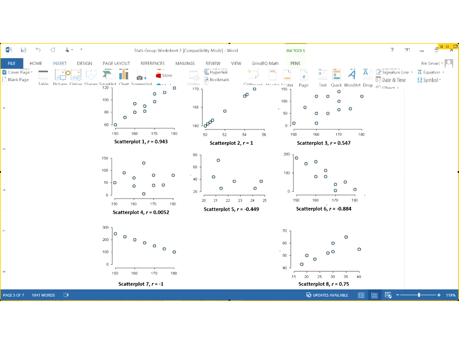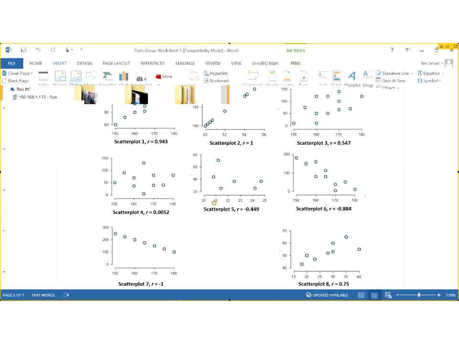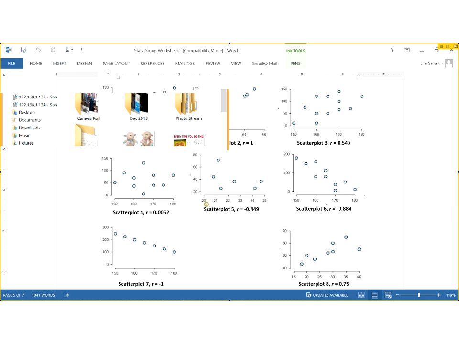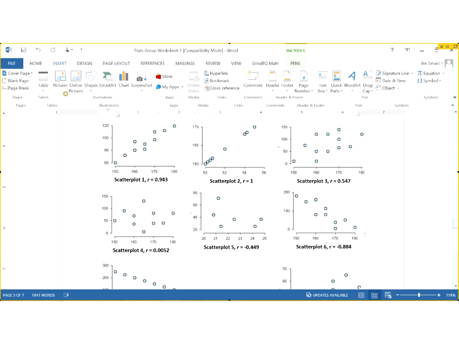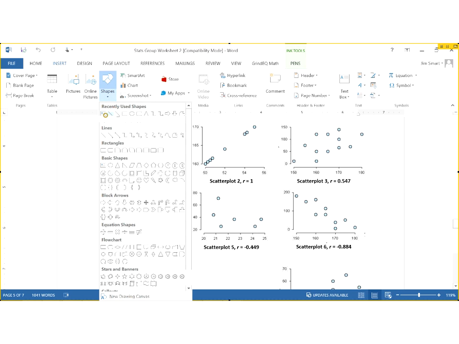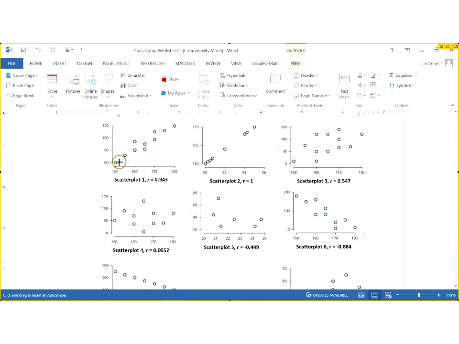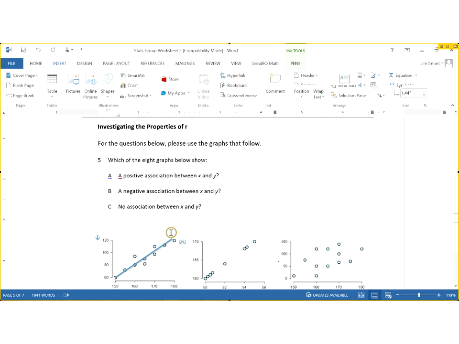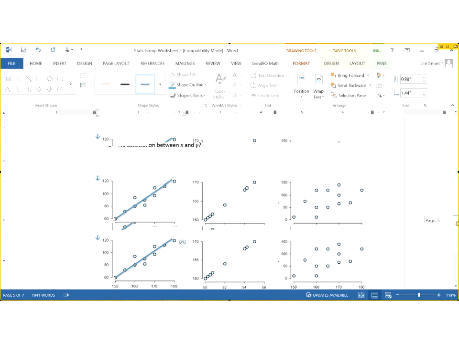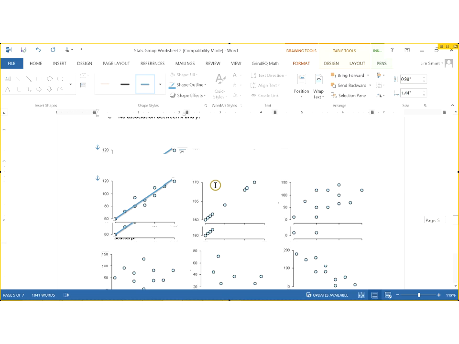Scatter plot 2, those points, if you do a line, it would actually pass through all those points. Let me see if I can get my pen here. No, not good. I did the wrong thing. Shapes, that's what I want. There we go. All right, so if I do the first one. Whoa! I didn't mean to go up so far. Sorry about that.